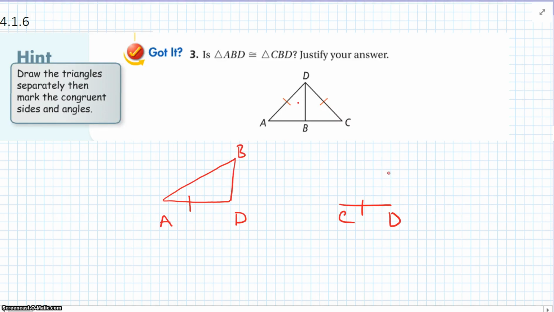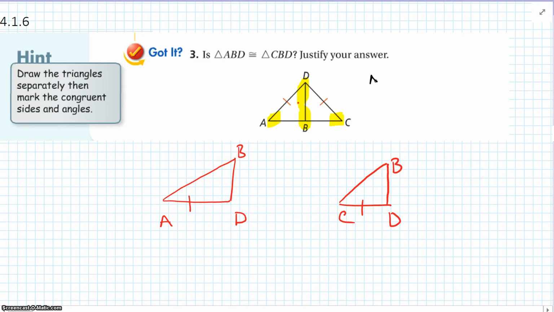That is all we know right now. Can we know anything else? No. We don't know anything about angle A. We don't know anything about angle C. We really don't know if this is a right angle. So that's all the information we have.